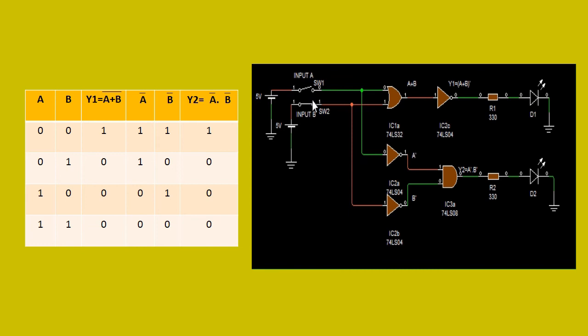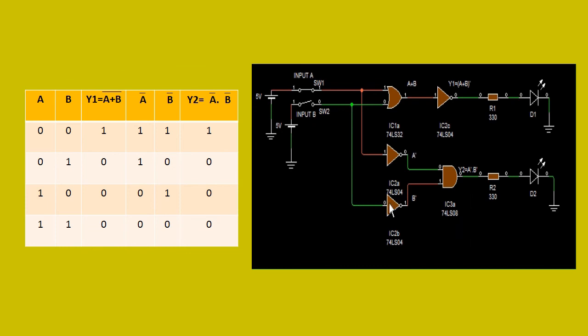Third condition. When A is 1, B is 0. That means this input terminal is 1, this terminal is 0. So from here we get 1 output. This 1 output is connected with this NOT gate, so here we get 0 output. So the LED will not glow. A is 1, so this is the 1 input, and from here we get 0 output.